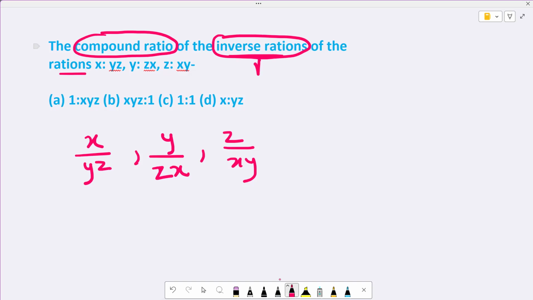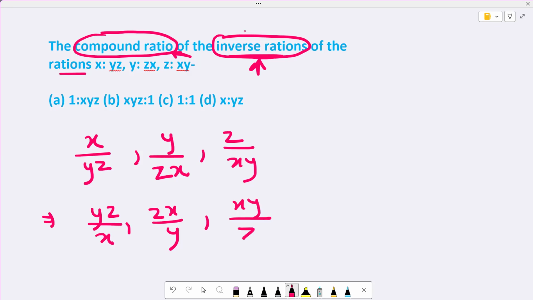Now they are saying inverse ratio. Here there are two terms that are given. One is compound ratio, second is inverse ratios. Inverse ratio, as simple as this term suggests, we just simply have to take the reciprocal of these ratios. So their inverse ratios will be yz upon x, zx upon y, and xy upon z. That is, the denominator becomes the numerator and the numerator becomes the denominator. In very simple words, this is the meaning of inverse ratios.